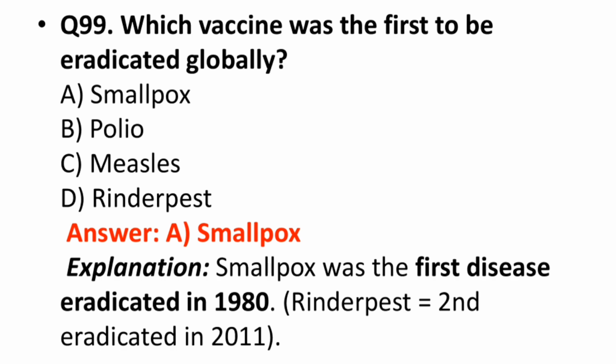Which disease was the first to be eradicated globally? Option A, smallpox. Option B, polio. Option C, measles. Option D, rinderpest. The answer is option A, smallpox. Smallpox was the first disease eradicated, in 1980. Rinderpest was the second, eradicated in 2011.